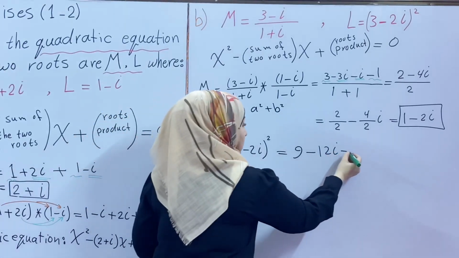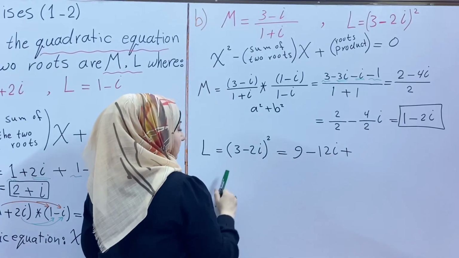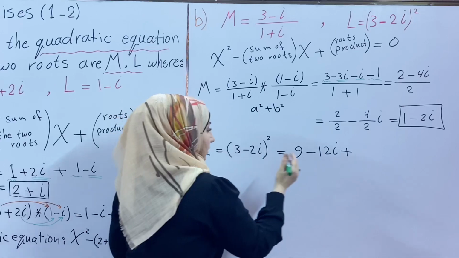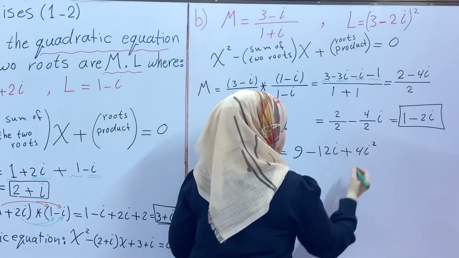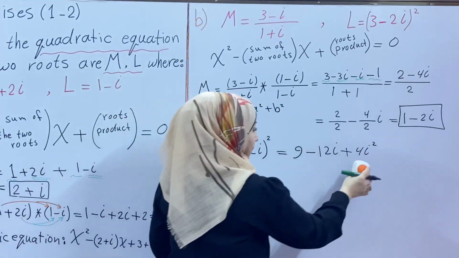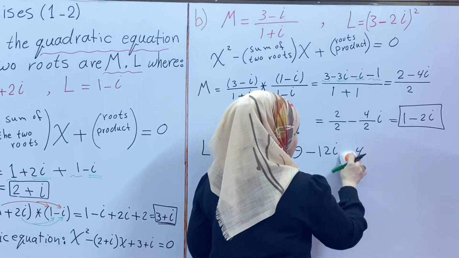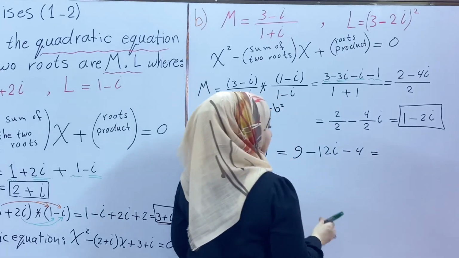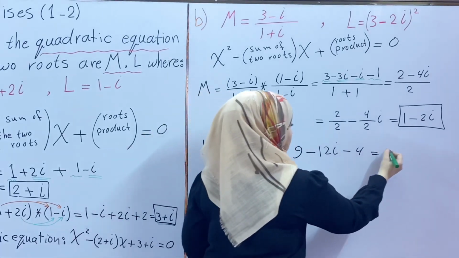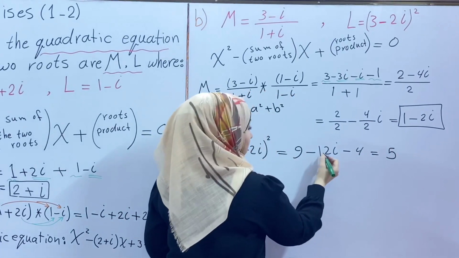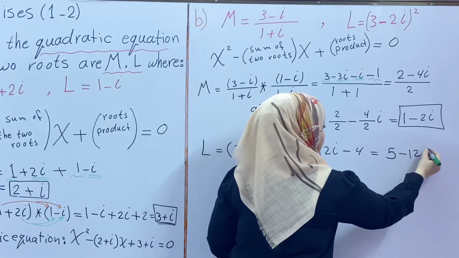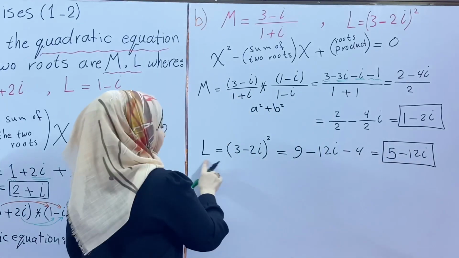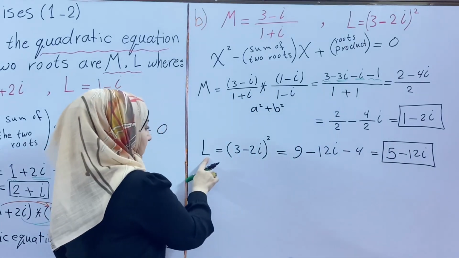And plus the second term squared. 2i squared equals 4i squared. We will replace I squared by negative 1 and it will be minus 4. So we can simplify it. 9 minus 4 equals 5, minus 12i. This value represents the value of the second root, L.